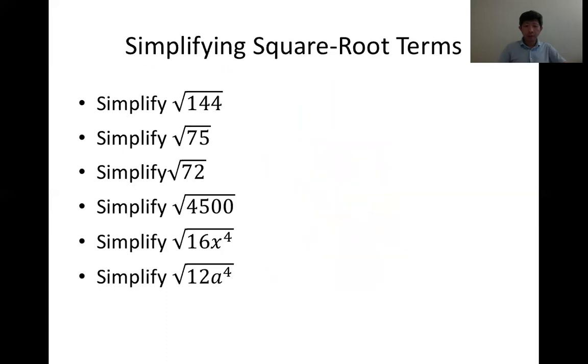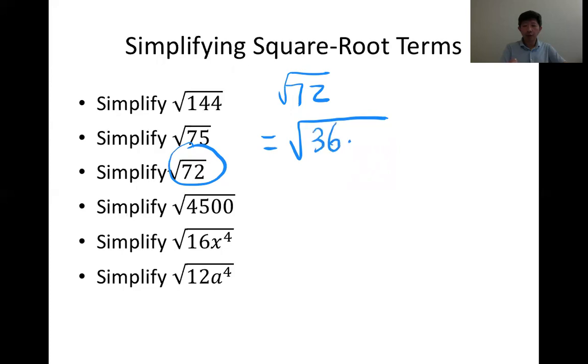Next problem, square root of 72. This time I want to simplify this. So, square root of 72. 72 is one number, and we can find one number times another number. We can find 36 times 2, right?